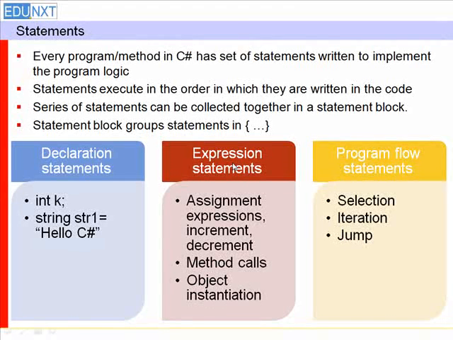Let us now understand program flow statements. Program flow statements are responsible for changing flow of the program. There are three types of program flow statements. First one is selection statement. Then we have iteration or loops, and then branch or jump statement. Now let's learn these program flow statements in detail.